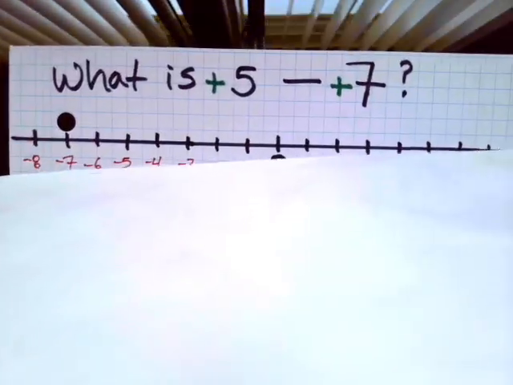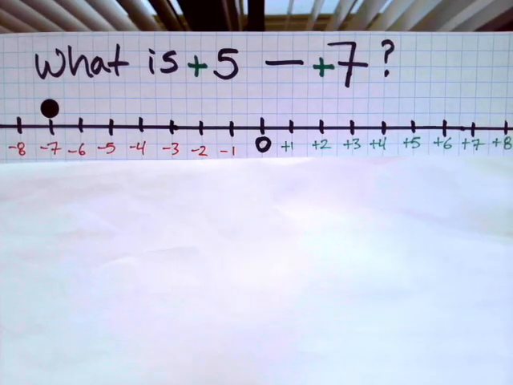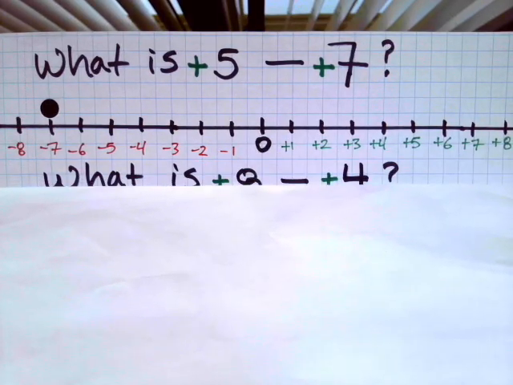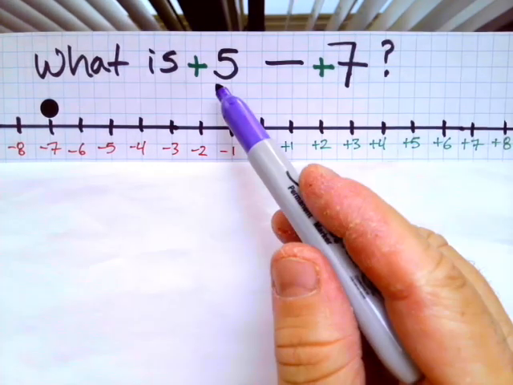So what is, set this up, what is a positive 5 minus a positive 7? Okay, so again, you can start at either direction. I could start at a positive 5.